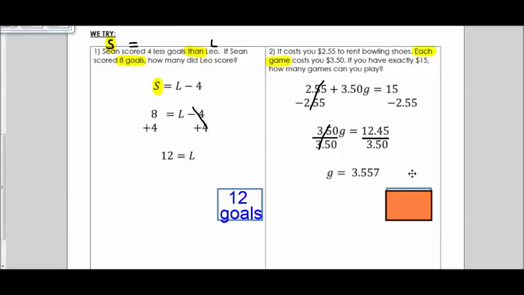So in this case, since we're talking about how many games you can play, if we only have $15, we can't round this up to 4 games, because then we would be over our amount of money that we have. It would cost too much. So you don't want to round up because then you won't have enough money. If we can only afford 3.5 games, well then we can only play 3 games. We can't round it up. So our answer here, 3 games.